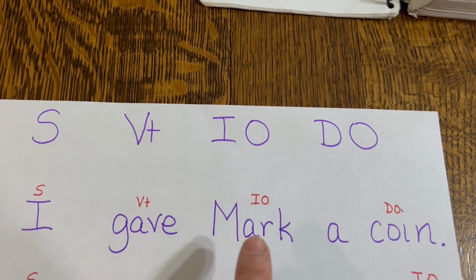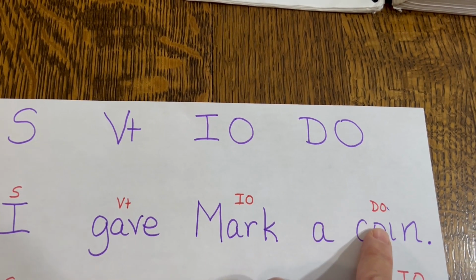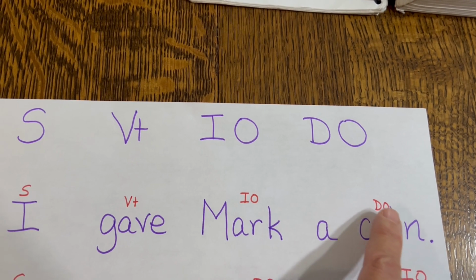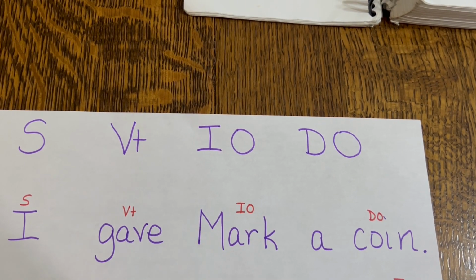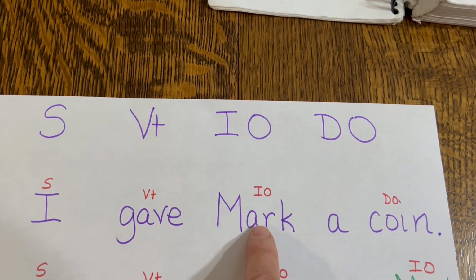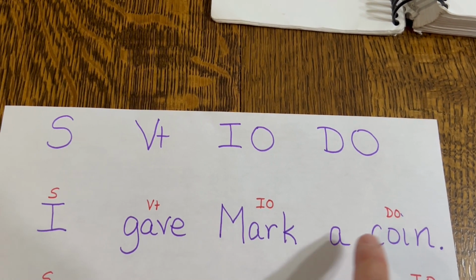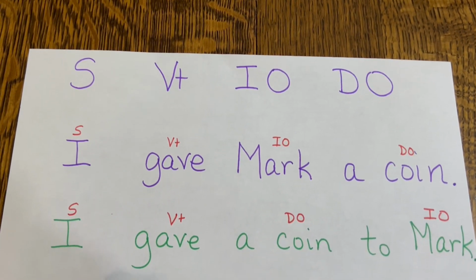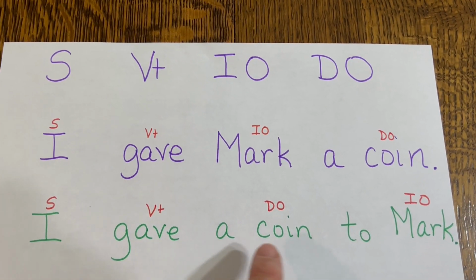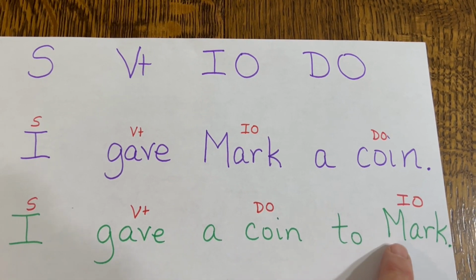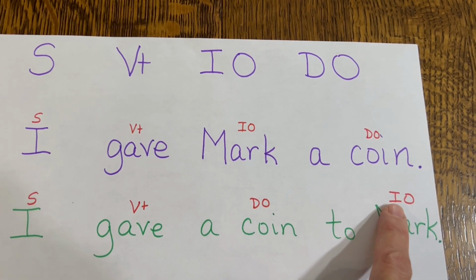I didn't give Mark, I gave a coin. That's the direct object that directly gets the action from the verb. This one receives something too, but it receives it from the direct object. So it really is this: I gave a coin to Mark. That's my indirect object.